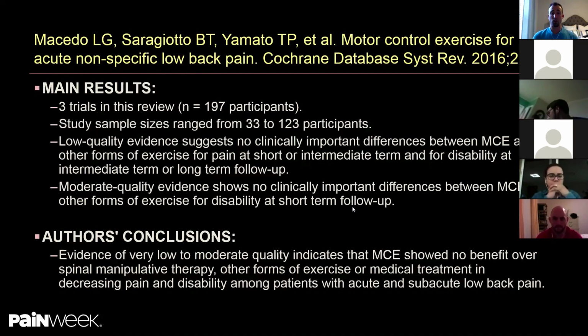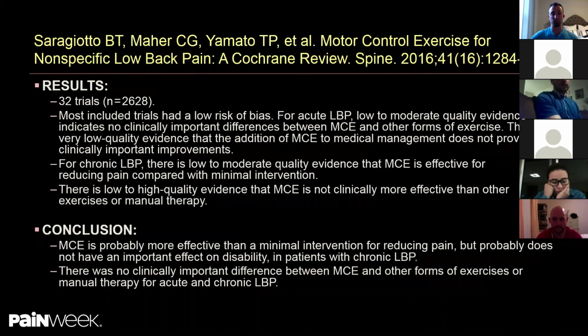Is it the lens of nothing seems to work very well at all, or everything could possibly work as long as it has something to do with being active and getting a patient moving and addressing their specific concerns and their expectations in an evidence-based way? So that's what we're going to talk about a little bit further down in the presentation.